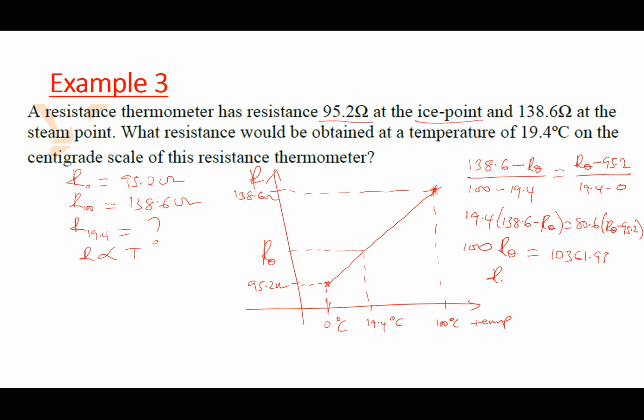So it means R theta is going to be 10361.95 divided by 100, which becomes 103.6 ohms. So the resistance at 19.4 degrees Celsius is going to be 103.6 ohms. I think that is a very good example. Very good example given.